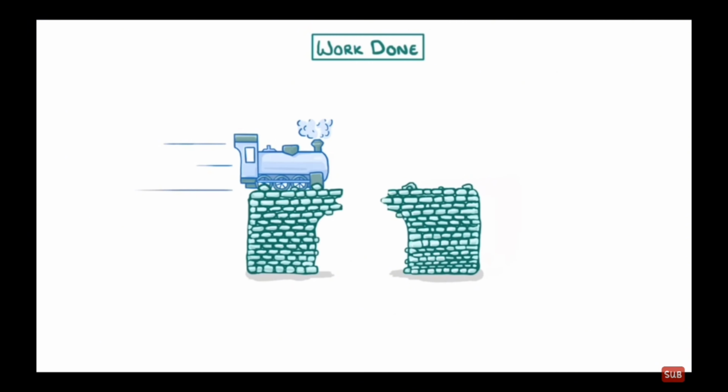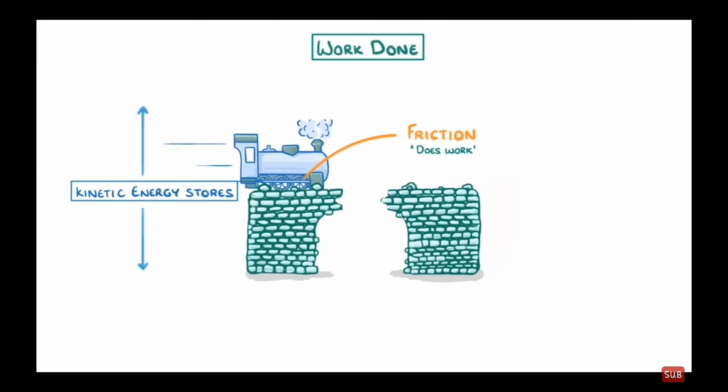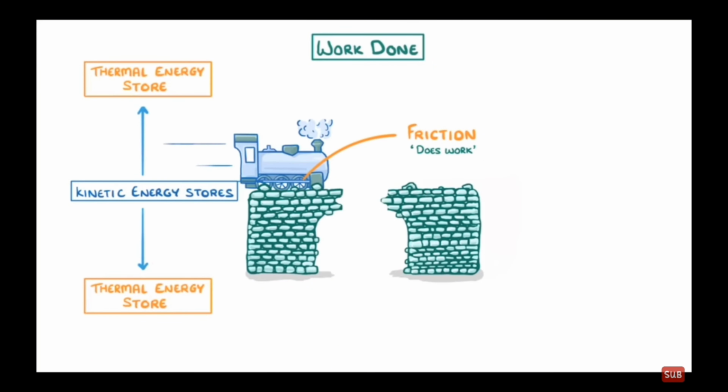To put this into practice, imagine a train that's about to cross a broken bridge. In order to stop, it applies the brakes, which creates friction between the brakes and the wheels. We say that the friction does work as it slows the train down, because it causes energy in the wheel's kinetic energy stores to be transferred to the thermal energy stores of the surroundings in the form of heat, which will hopefully slow down the train.